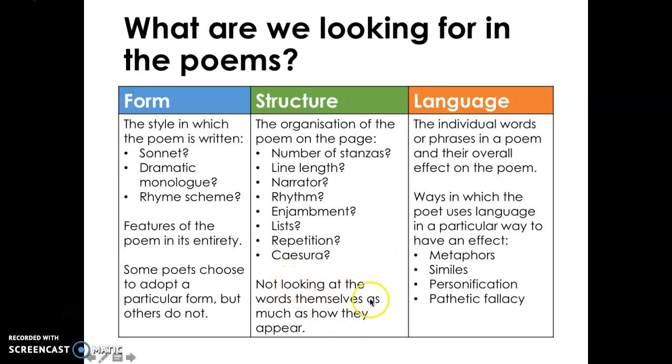With structure, we're not looking at the words themselves as much as how they appear on the page, how they are organised. When it comes to looking at the words themselves, that's when we then move on to language. Language refers to the individual words or phrases in a poem and their overall effect on the poem. We're zooming in on the words that the poet is using. We consider the ways in which the poet uses language in a particular way to have an effect, so we're looking for poetic devices such as metaphors, similes, personification, pathetic fallacy, and more. We're looking for those things and then seeing, once again, how that links to what the poem is about, what message the poet is trying to convey, and what topics and themes the poem is dealing with.